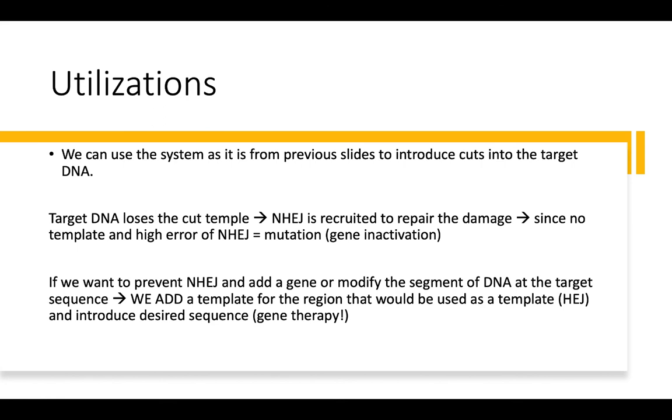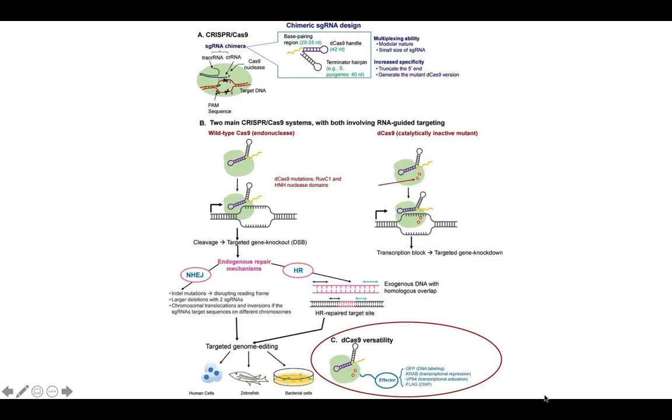So that's the other mechanism for how you can edit genes by CRISPR. Now I want to show you a picture of how this happens. This figure has everything we went through so far. This is your tracer RNA, your CRISPR RNA, and it is bound to the Cas9 protein. The guide RNA, or the chimera that we made, this is the base pairing.